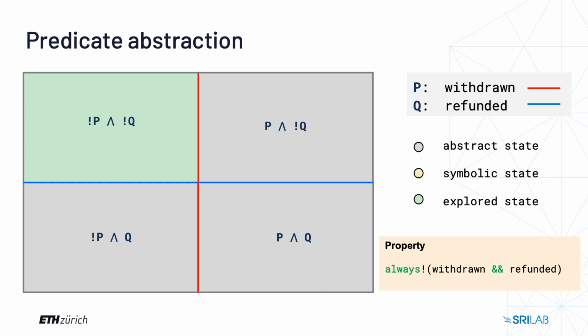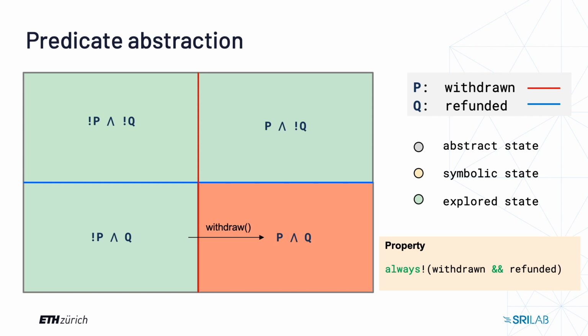From this state, we can discover the P and Q state by executing the refund function. Next, we can discover P and not Q state by executing the withdraw function at the initial abstract state. If we now recall our property, it basically says that our system should not reach the state P and Q. But as we see, by executing the withdraw function from not P and Q state, we actually can reach this state and violate our property. But is it a true violation?